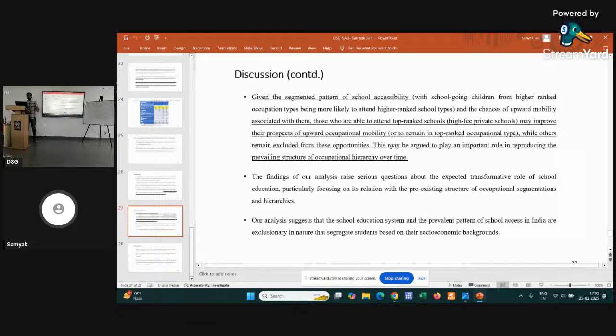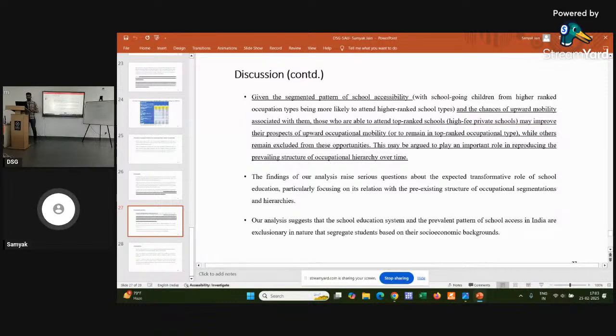But coming back to the topic that we are discussing here, if the current pattern of school access prevails, it is likely to reproduce the occupational structure. What does that mean? Those coming from salaried backgrounds are able to take up salaried occupations. Those coming from lower backgrounds continue to remain in the lower ones. That's how the society is reproducing.